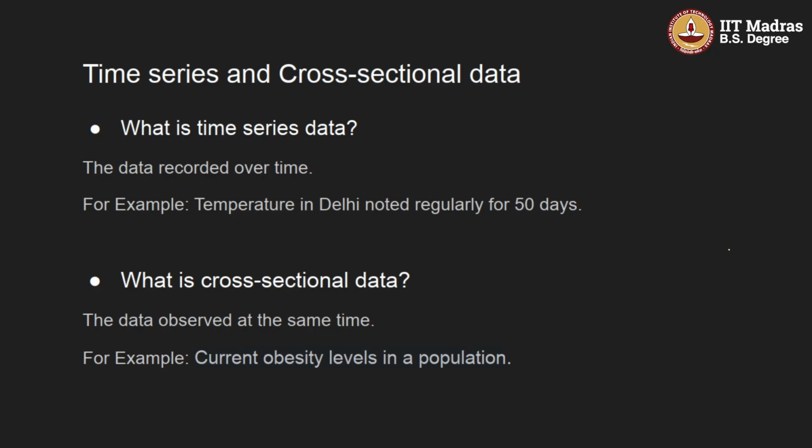Now we study what is time series and cross-sectional data. The data which is recorded over a period of time is known as time series data. For example, if we collect the temperature in Delhi for 50 days, then it will be time series data. And if we collect the data for a single point of time or the same time, then it will be cross-sectional data. For example, current obesity level in the population.